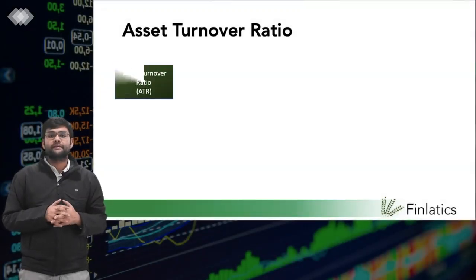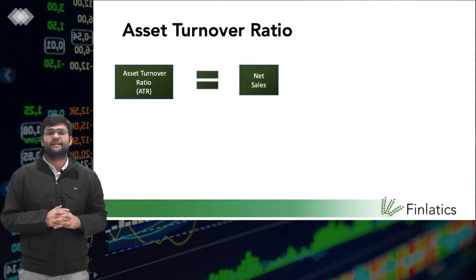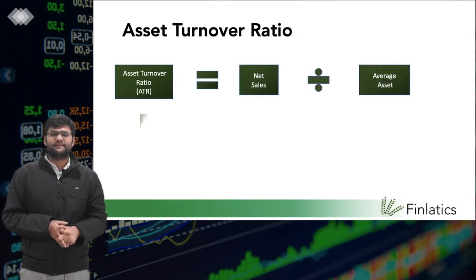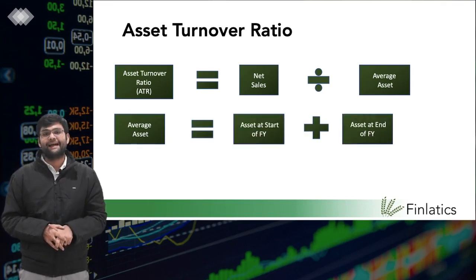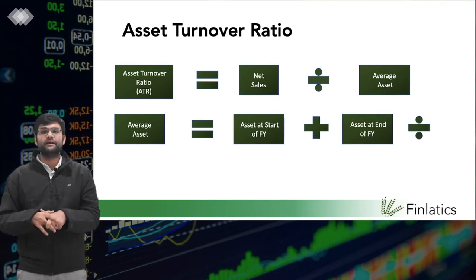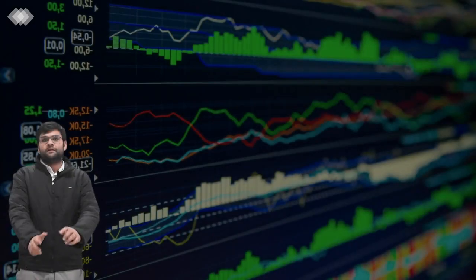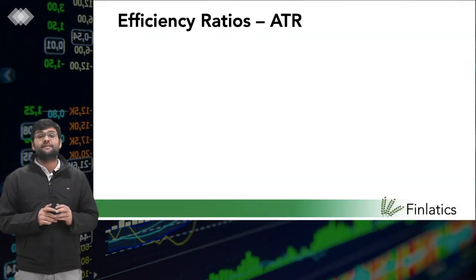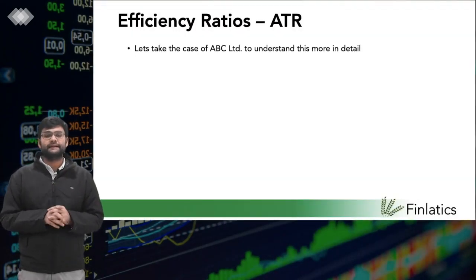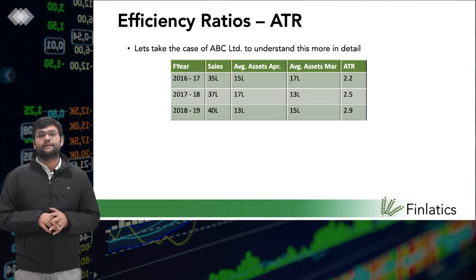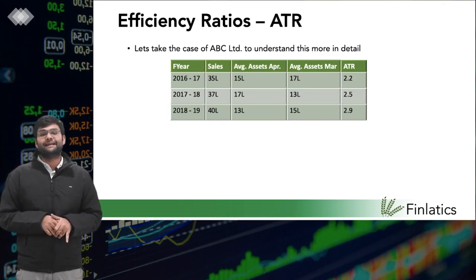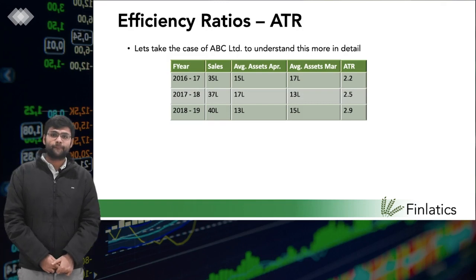Asset turnover ratio is equal to net sales divided by average assets. Average assets in this case is equal to assets at the start of the financial year plus assets at the end of the financial year divided by 2. Let's take the example of ABC Limited to understand this more in detail. From the table below, we can see that the asset turnover ratio of ABC Limited has gone up from 2.2 in 2016-17 to 2.9 in 2018-19.